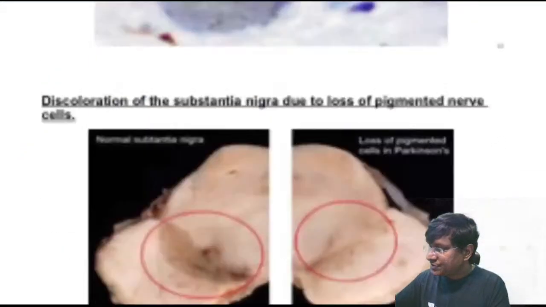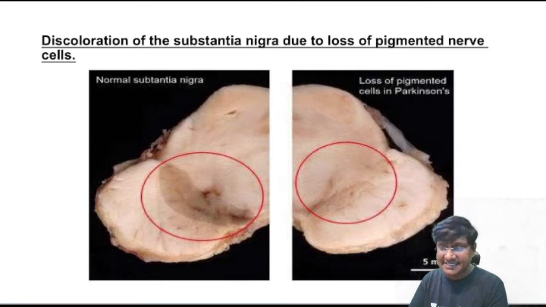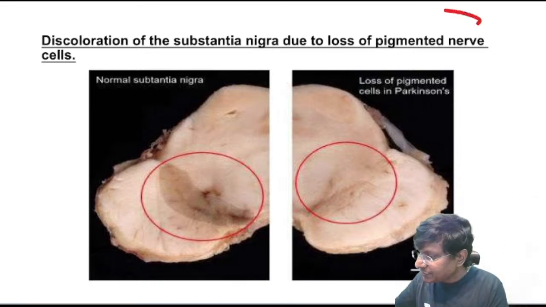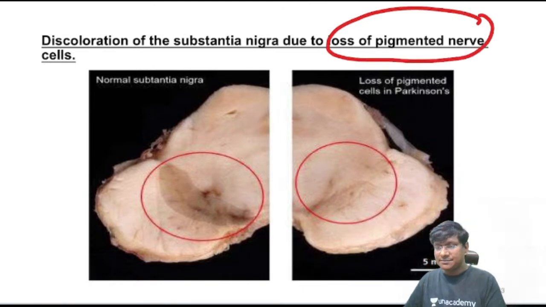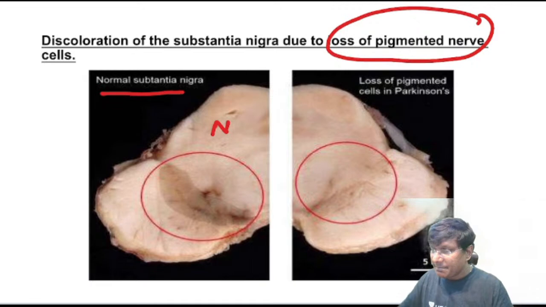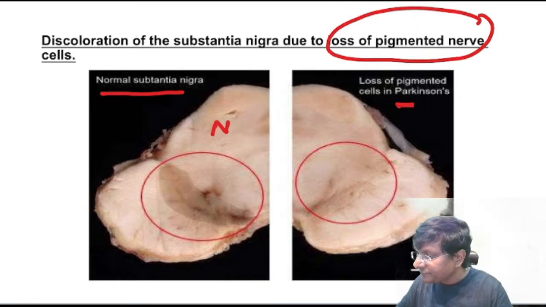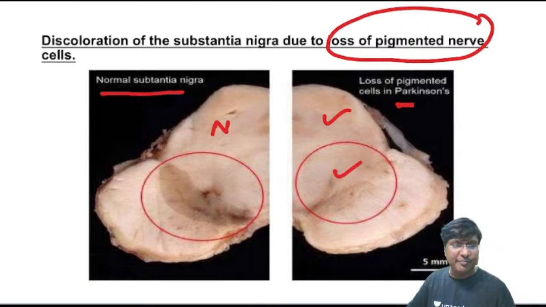Okay, now you see this particular image. In patients with Parkinsonism, when you do the biopsy of the basal ganglia, what you will observe is a loss of the pigmented nerve cells. You can see this is a normal substantia nigra, but if you see here, there is loss of the pigmented cells in Parkinsonism. You see here, there is loss of pigmentation.